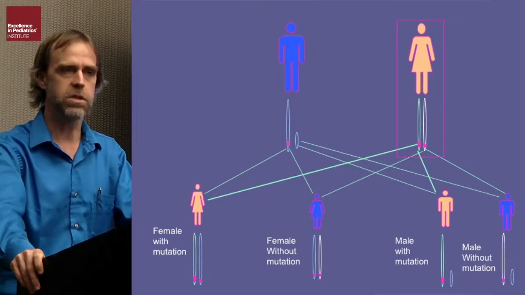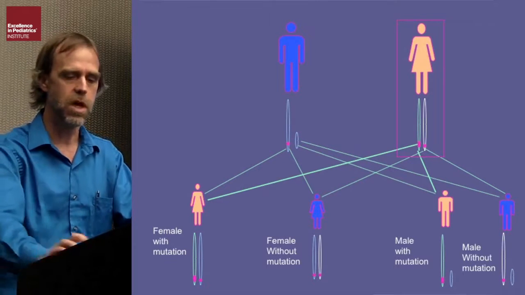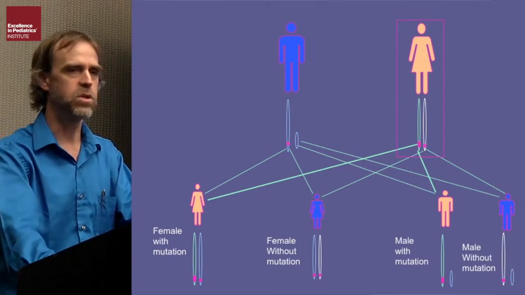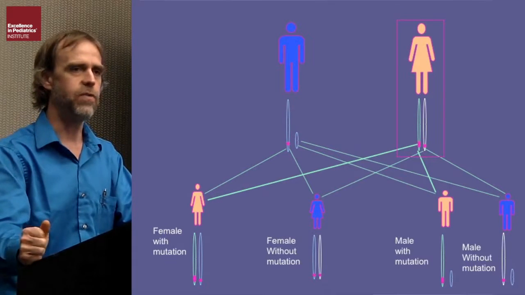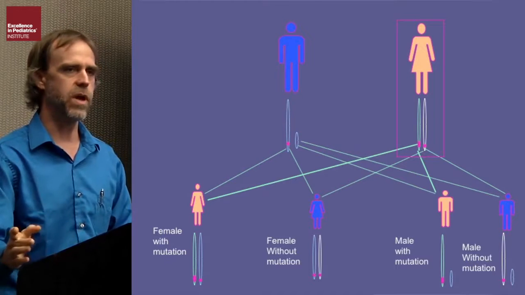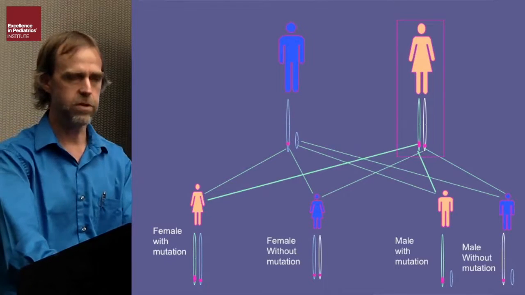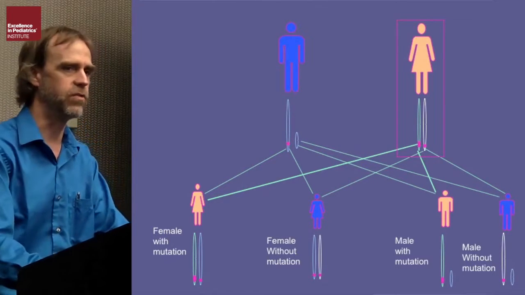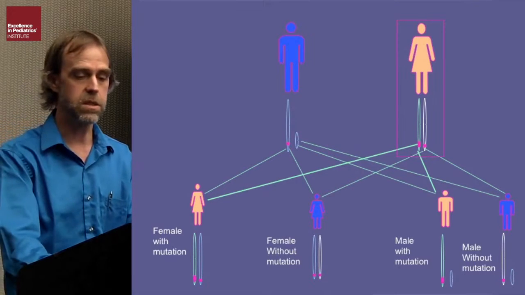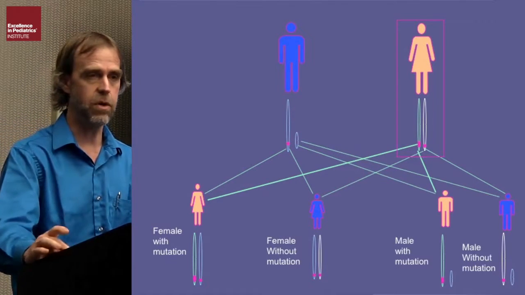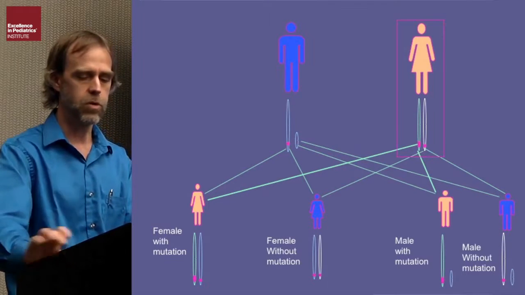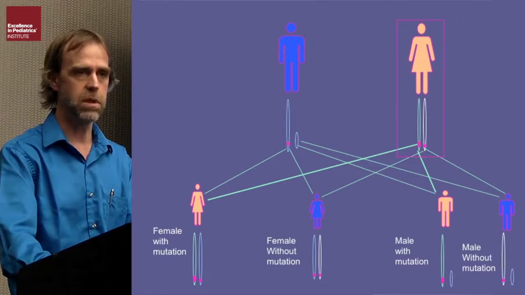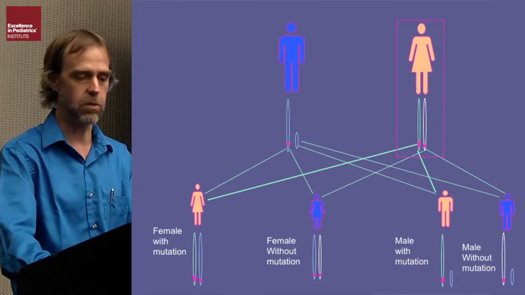So half of her sons and half of her daughters will inherit that, which means the offspring of a woman with Fabry disease are at 50% risk, regardless of whether they are male or female, and you have to do testing to find out if they have Fabry disease. For the boys, you can test either enzyme activity or the molecular test. For the girls, you would have to do gene testing or molecular testing.